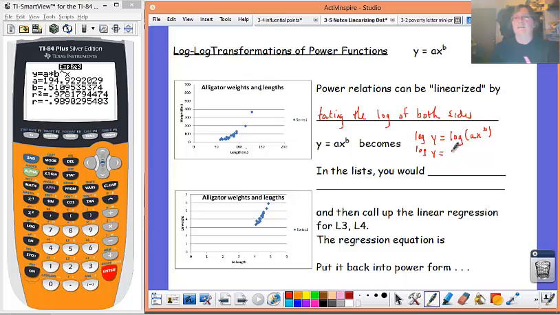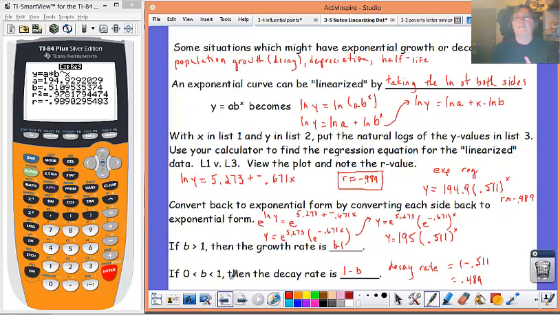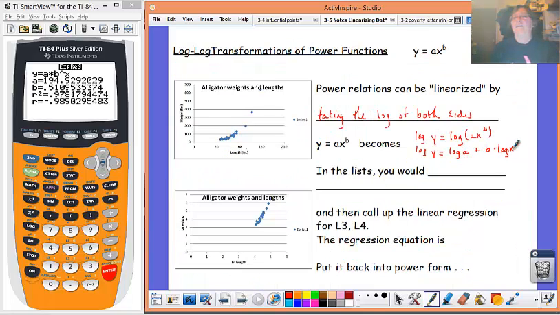back to our algebra days, that would be the log of a plus b times the log of x, using the power rule as well. Notice, folks, that this time the log is of x. When we did this before with exponentials, I'm just going to go back for just a minute. Here, the only thing that had a natural log with it were constants and the y, right? Over here, different picture, log of x.